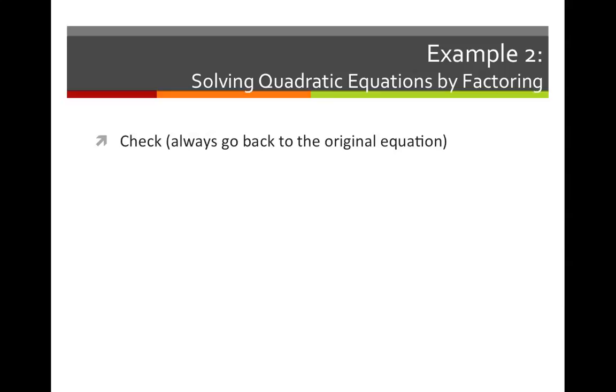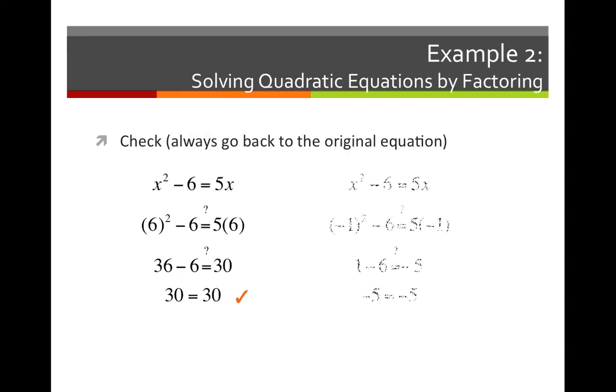Now when we check these, we always want to go back to the original equation, because if we made a mistake in changing our equation, then we're going to be checking in an incorrect form. So always go back to the original form and substitute our values into the x's of that form. So in this case, we can see that substituting 6 does work because I get 30 equal to 30. And substituting -1 also works because I get -5 equal to -5.